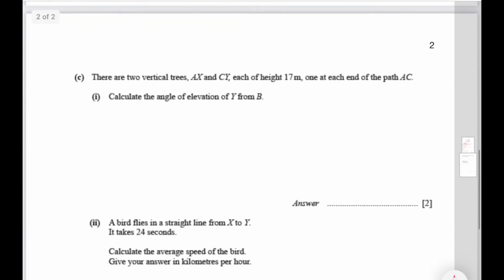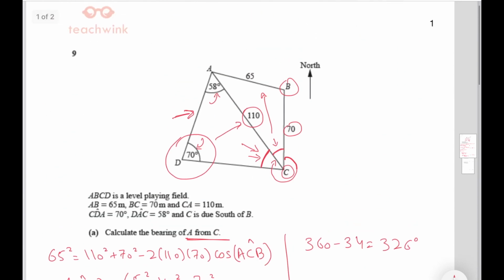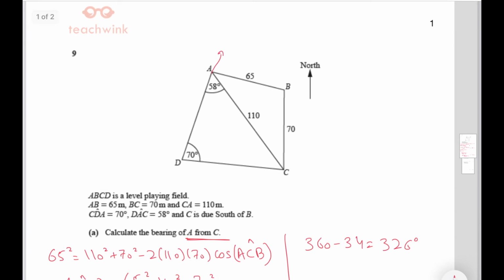Let's move on. The next part says there are two vertical trees, AX and CY, each of height 17 meters, one at each end of the path AC. Calculate the angle of elevation of Y from B. So let's look at the diagram first. If we remove all of this, what they mean to say is there are two trees that are vertical at A and at C. Both of them are 17 meters high. What they are asking for is this angle right here.